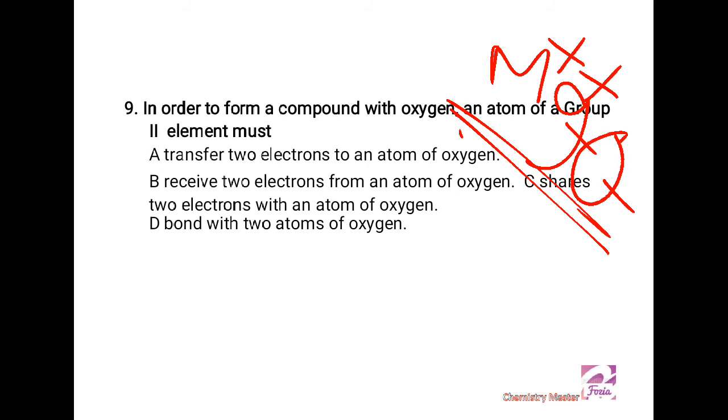So now we see the options. Option A, transfer 2 electrons to an atom of oxygen. Yes, that's the truest situation. B, receive 2 electrons. No. C, shares electron. No, it is not a covalent bond. D, bond with 2 atoms of oxygen. No, oxygen is bivalent. So A is the correct answer.